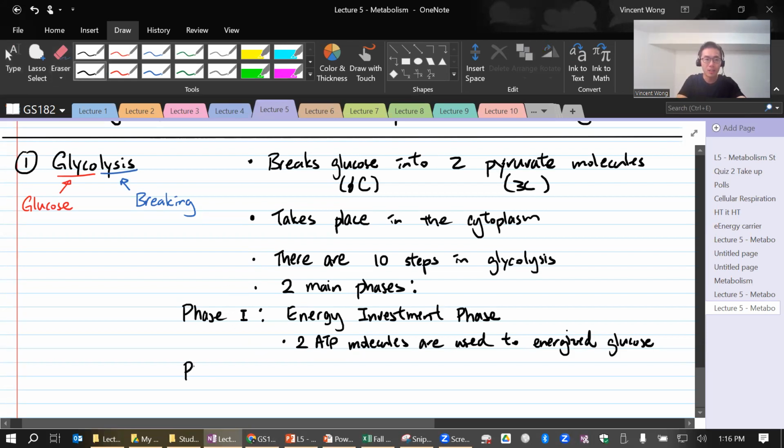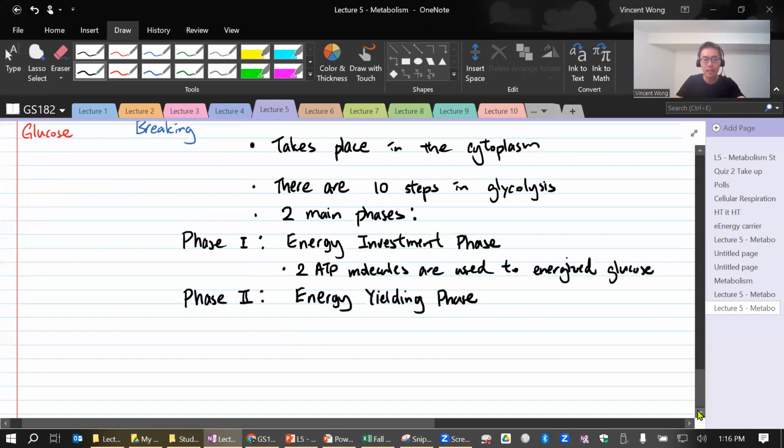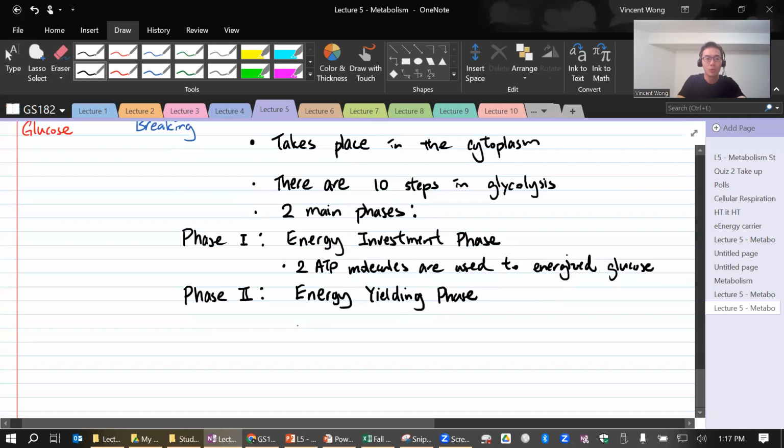All right, phase two. This is the energy yielding phase. Yield means to produce. Energy yielding phase. So in the energy yielding phase, we are going to produce 4 ATP molecules.